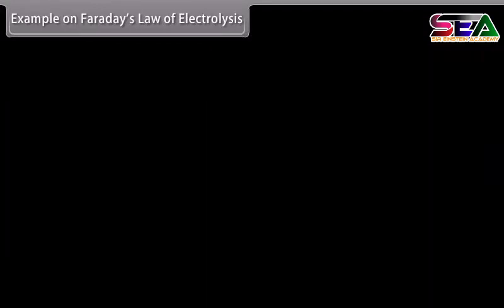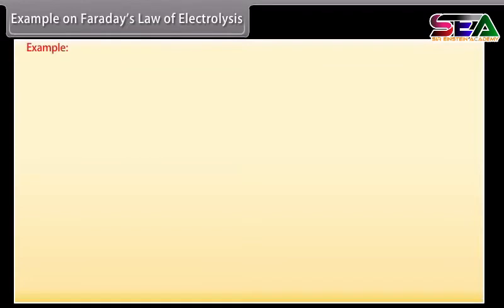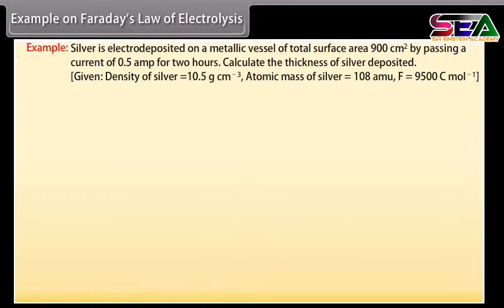Example on Faraday's law of electrolysis. Let's take an example on Faraday's law of electrolysis. Silver is electrodeposited on a metallic vessel of total surface area 900 cm² by passing a current of 0.5 ampere for 2 hours. Calculate the thickness of silver deposited.